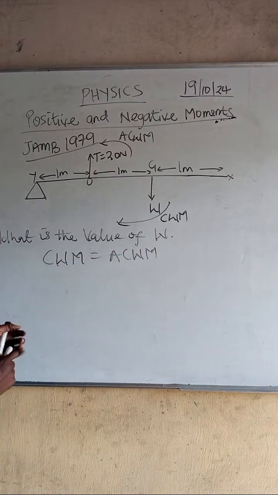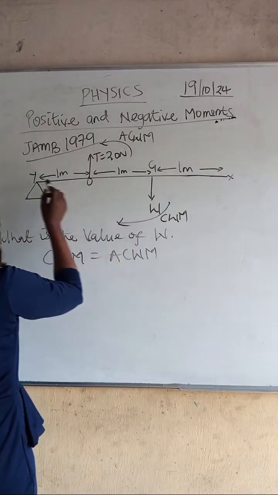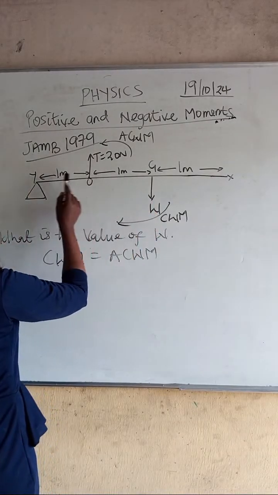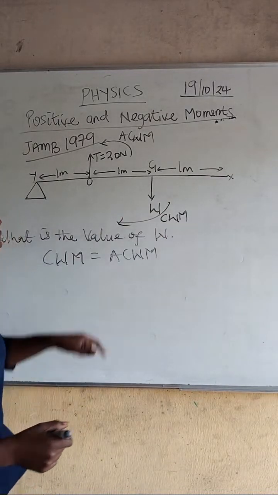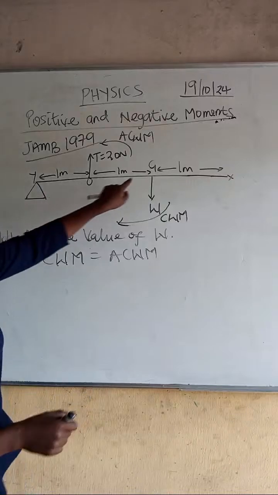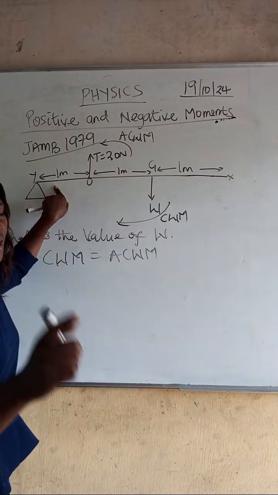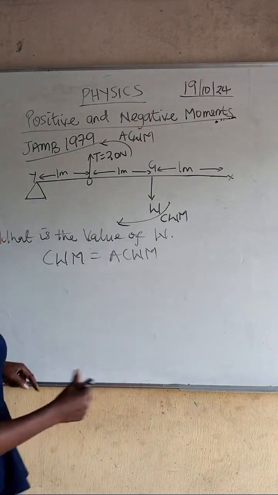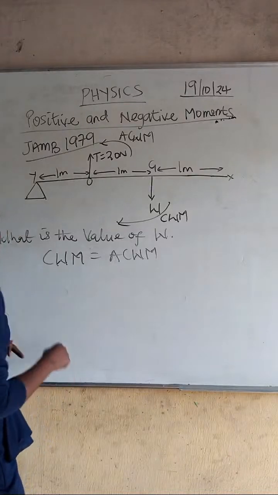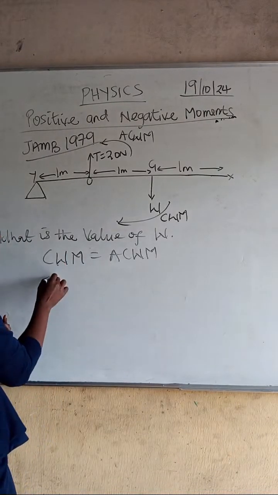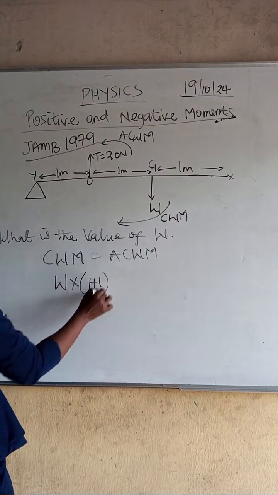Okay, so what do we have? The clockwise moment is W, and the distance from here to the pivot, that is 1 plus 1. Do we understand? Because we are making respect to this pivot, from here to the pivot, and the distance from here to here is 1. From here to here is 1. That will give us 2. Okay? That's the distance between this W and what? The pivot. So we have W times, this is 1 plus 1 now.